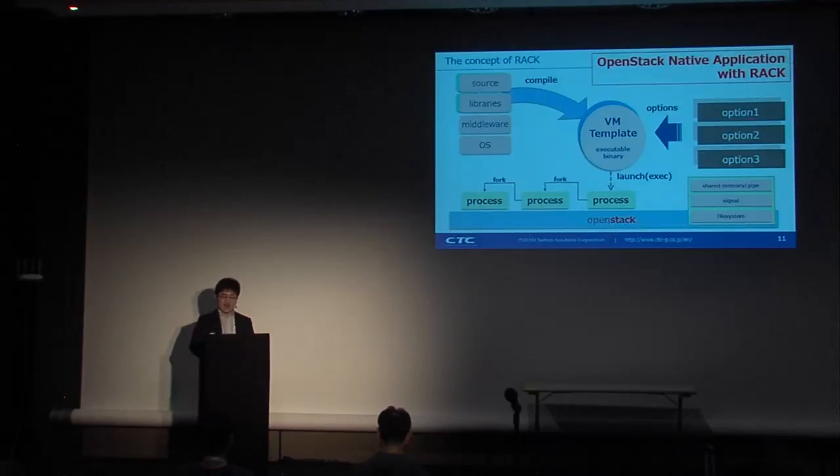RAC also provides functionalities such as shared memory, pipe, file system, and signal. As such, the RAC is so powerful that it makes it possible to use the Linux multiprocessing programming model on OpenStack.